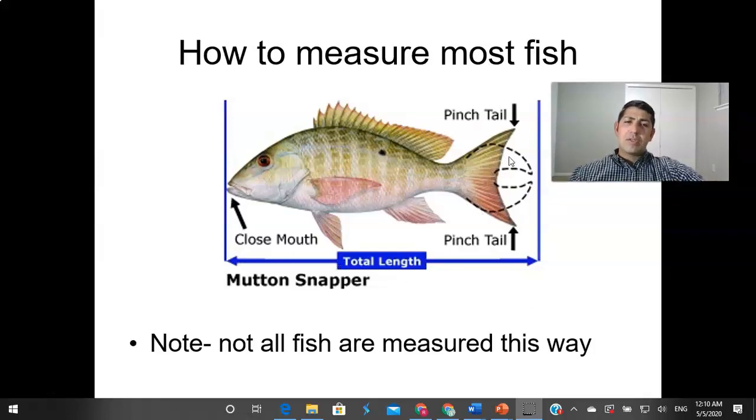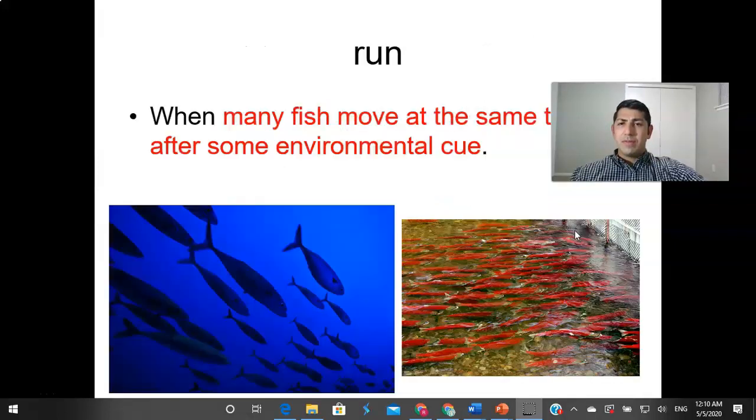This is not the case for certain coastal fish that have a kind of meaty tail. Amberjacks, I think, is one where you cannot really bend the tail to find the total length. So not all fish are measured this way. This is mainly for ray-finned tails of fish.